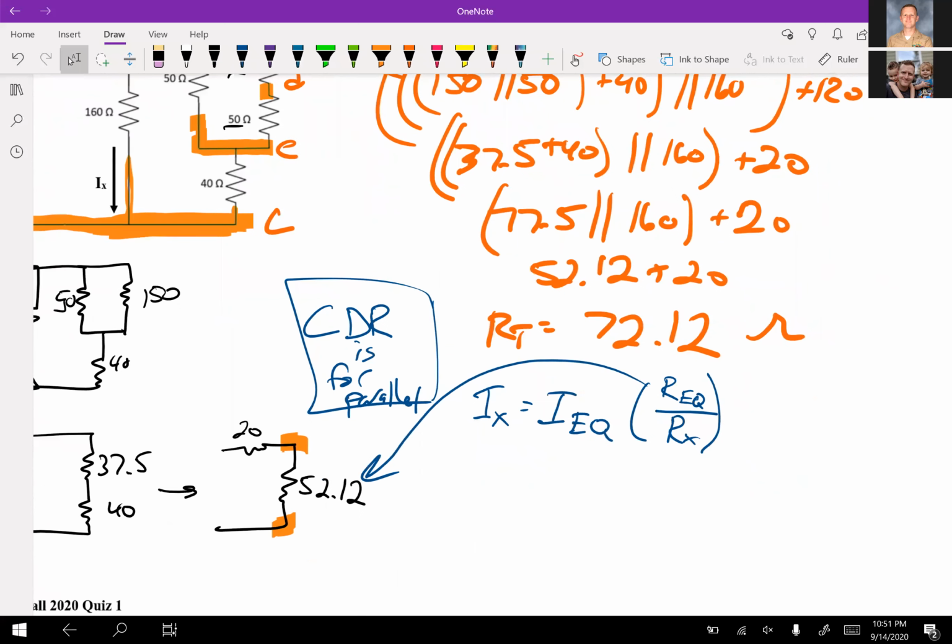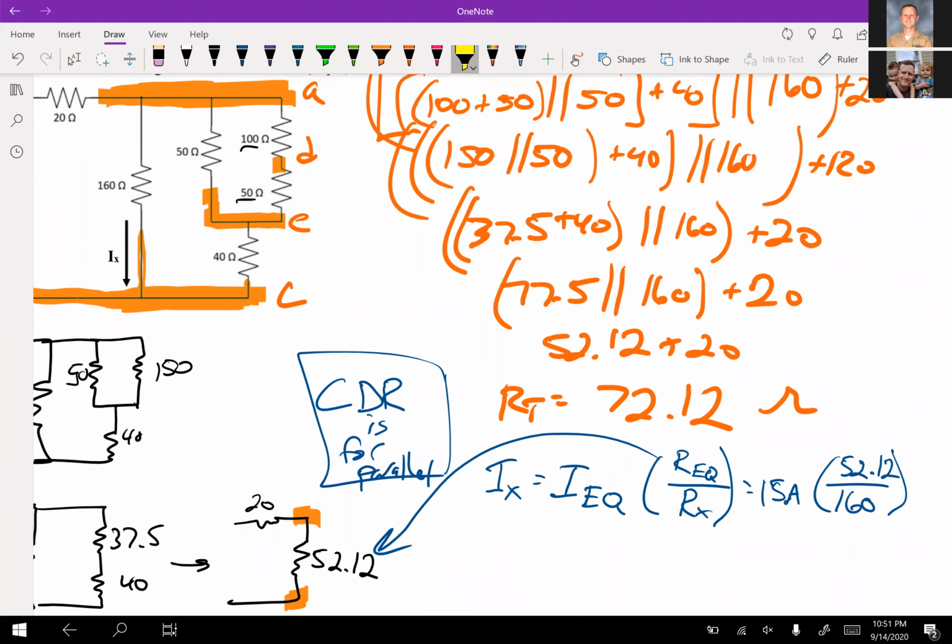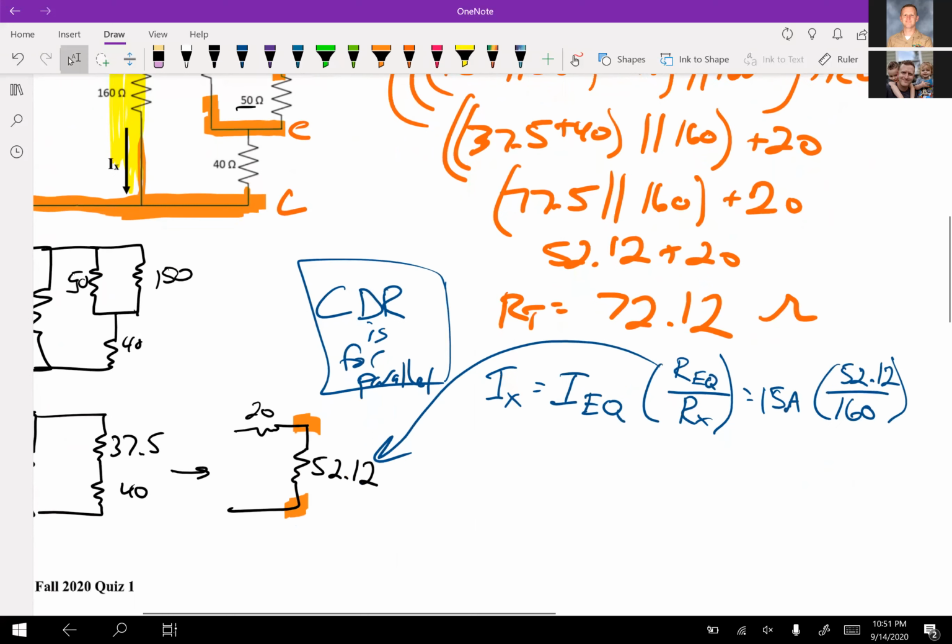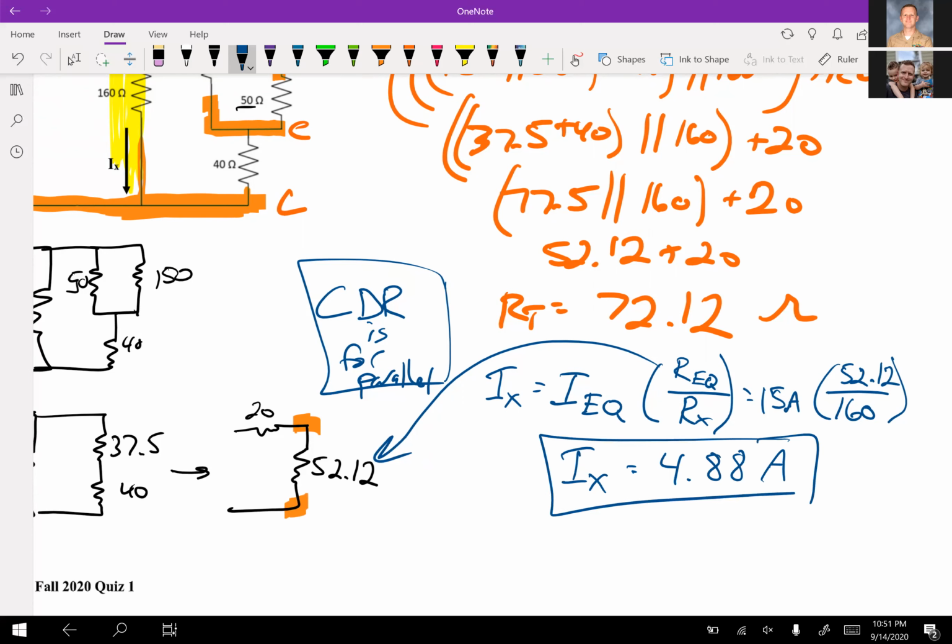So if I put all those back in together, IEQ is 15 amps, REQ is 52.12, and the RX, the branch that I'm looking at, is 160. Everything in that path, I'll highlight in yellow here, is IX, and it just happens to be the 160 in this case. So now plug that in and IX comes out to 4.88-ish. My rounding may be off there, you can check it, but it's right around there.